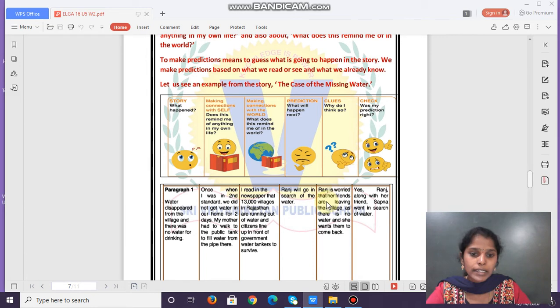Rajan is worried that her friends are leaving the village as there is no water, and she wants them to come back. Here we are going to check: was my prediction right? Her friends were moving away from that place, so she is thinking about what has to be done. Yes, Rajan, along with her friend Swapna, went in search of water. Here, they both went to search for the water. This is about making predictions in our life.